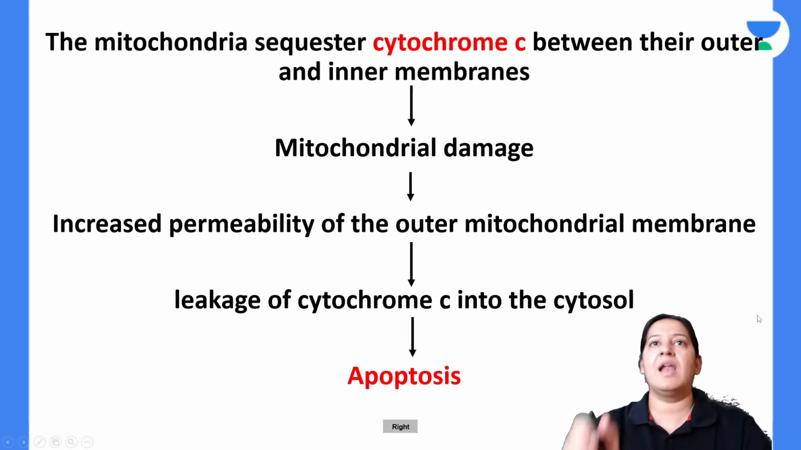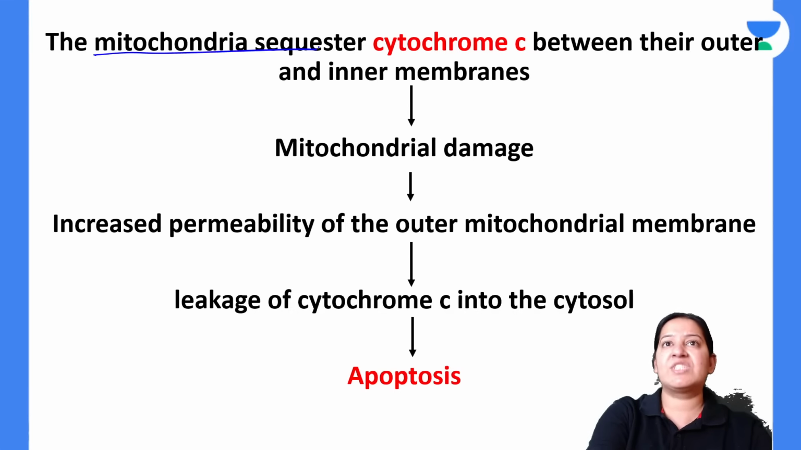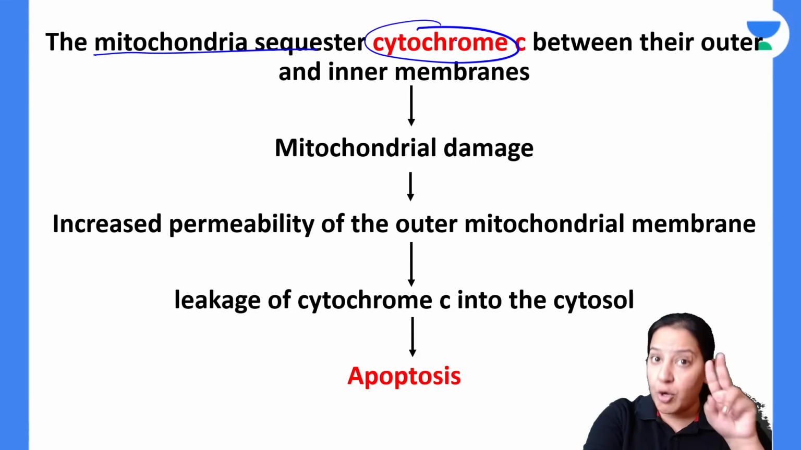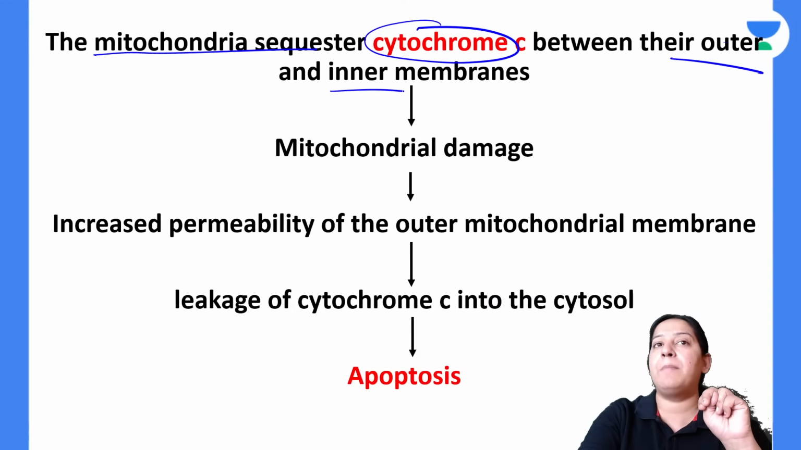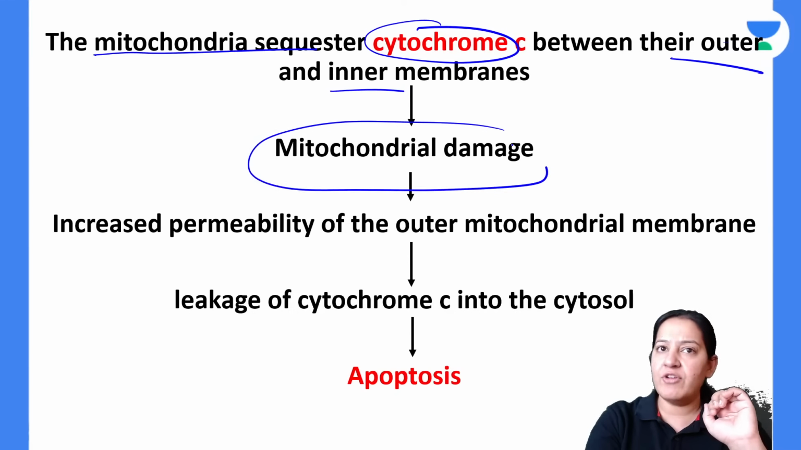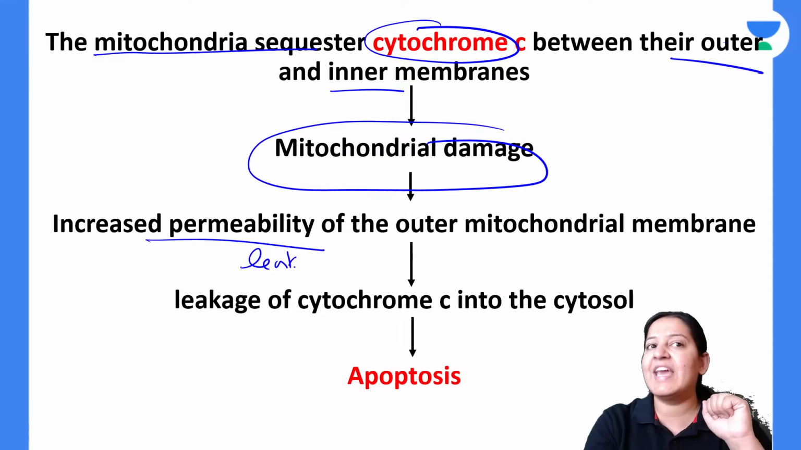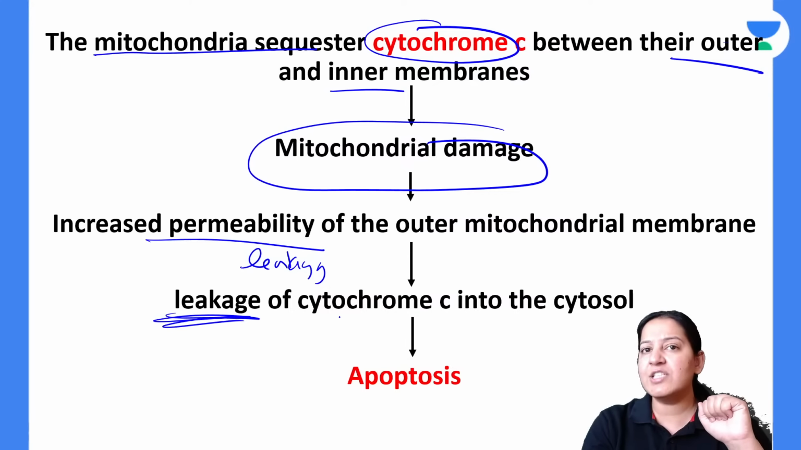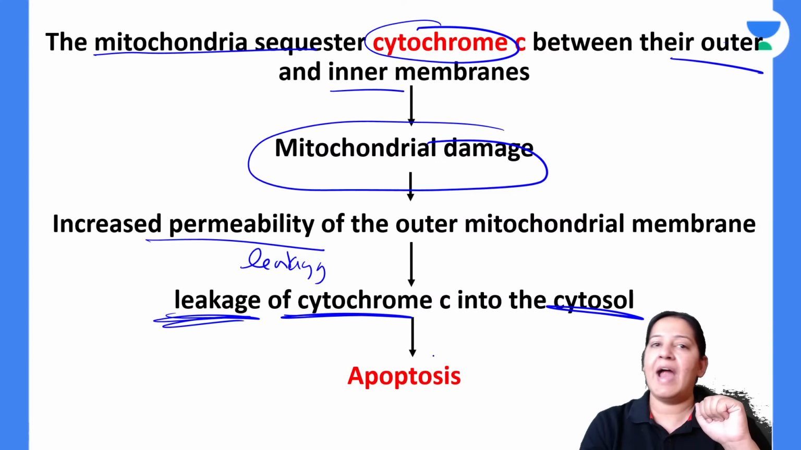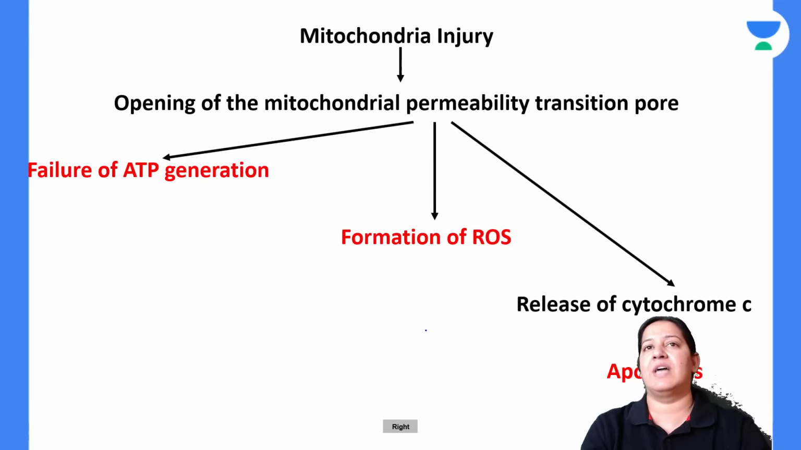And the third thing, the last thing: the mitochondrial sequester, that is cytochrome C, which is normally present between the outer and inner membrane, will leak out due to mitochondrial damage. Increased permeability means leakage into the cytoplasm. So there is leakage of cytochrome C in the cytoplasm, and that will lead to apoptosis. So I am done.